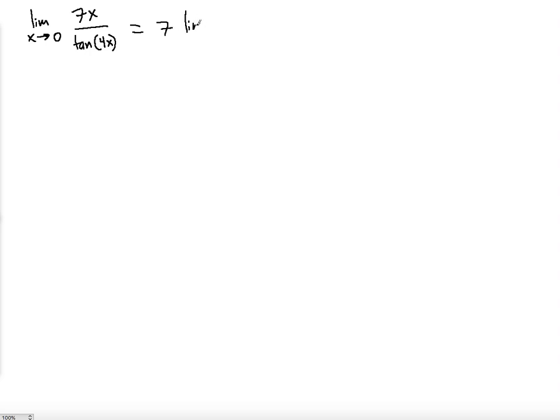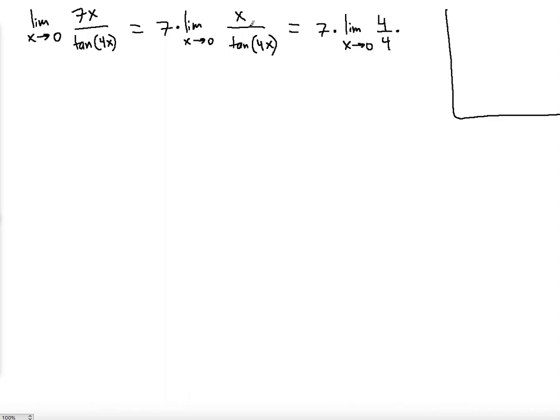7 times the limit as x approaches 0 of x over tangent of 4x. Now notice that you can make a trick, by using a fact that I will show you later. Basically, I'm going to have a 4 over 4 being multiplied to the fraction x over tangent of 4x, like that.